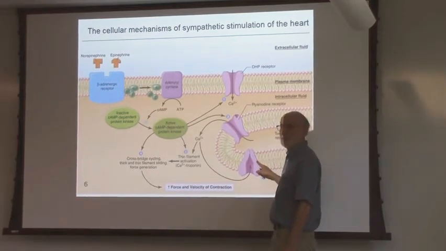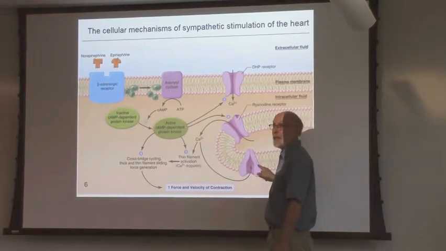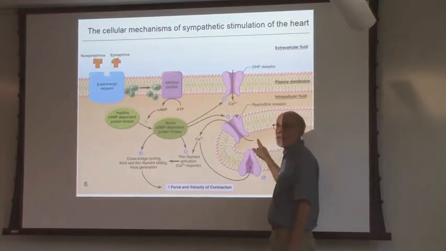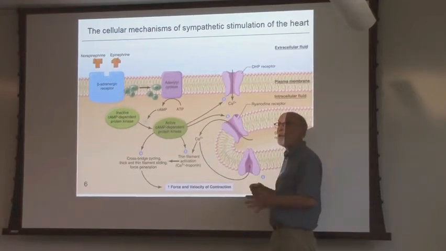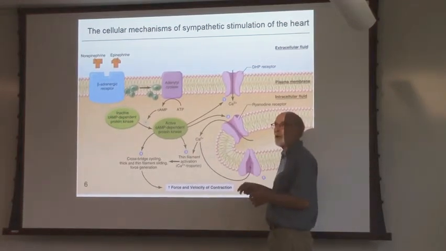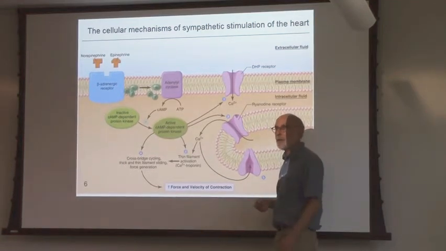This is SERCA. So label your slides SERCA. This is the calcium ATPase that pumps calcium back into the SR. Does it pump it during systole? No, it's pumping the calcium during diastole to get rid of it, to allow the muscle to relax.